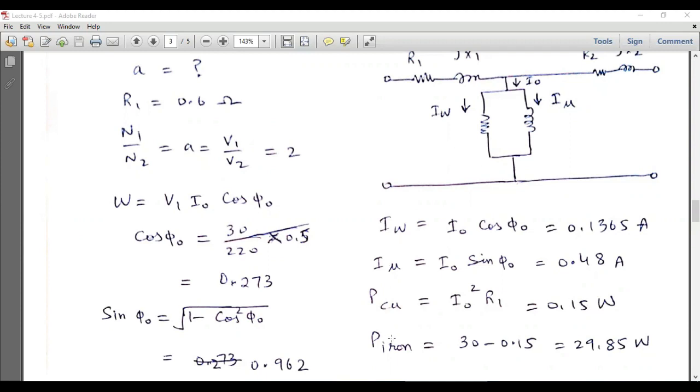And iron losses are equal to the total losses minus the copper losses. So total losses are 30 watts and copper losses are 0.15 watts. So iron losses are equal to 29.85 watts.